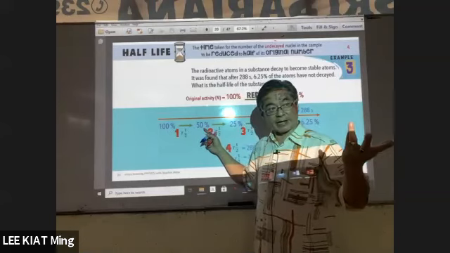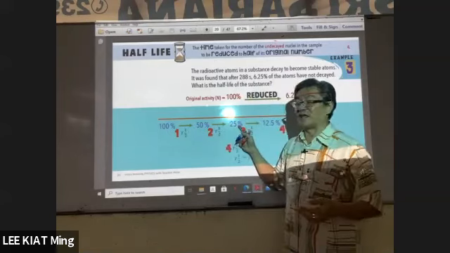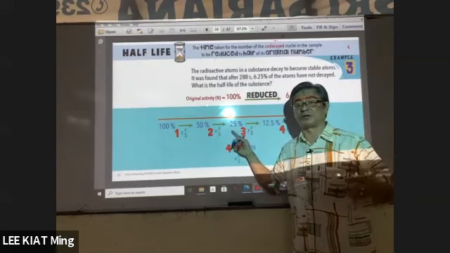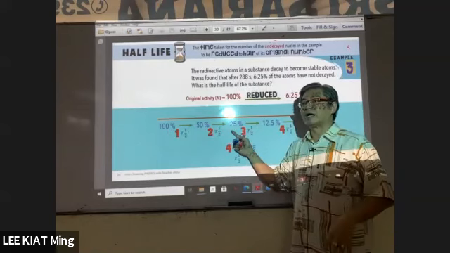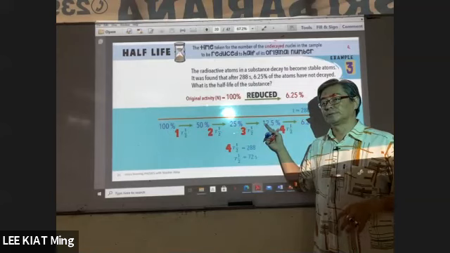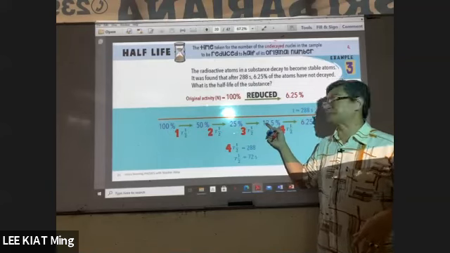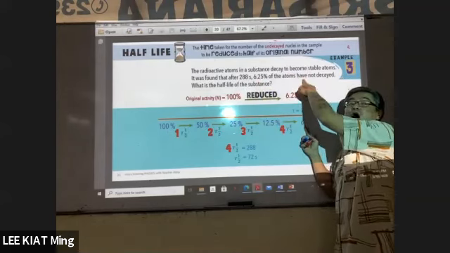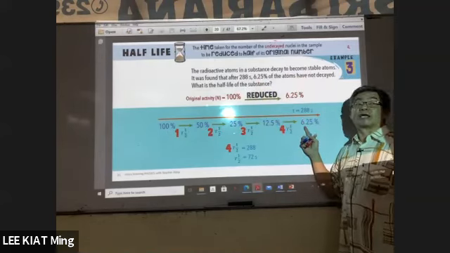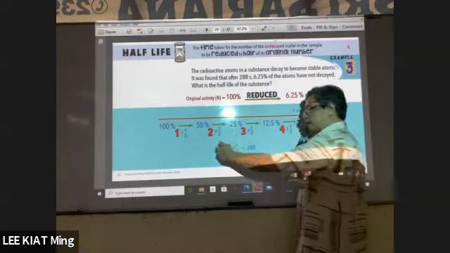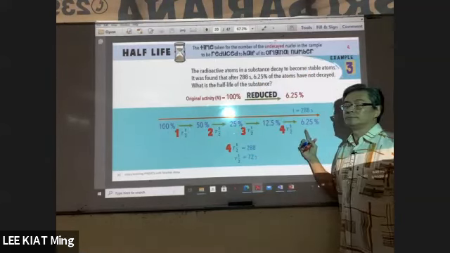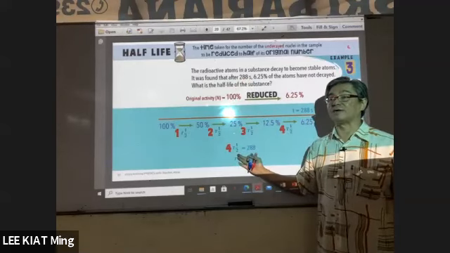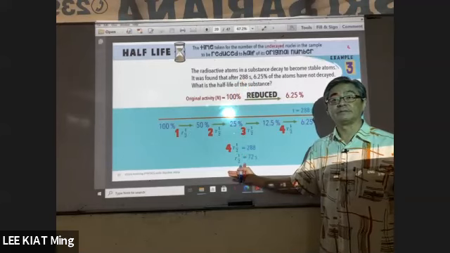Then decay again, half left. Half of 50 is 25. Decay again, half left, 12.5. Decay again, 6.25. I stop here because this is the number of atoms not decayed, meaning the atoms left. We draw how many arrows? 1, 2, 3, 4, 4 arrows. And 4 arrows take 288 seconds. 4 half-lives equal 288 seconds. For 1 half-life, divide by 4.